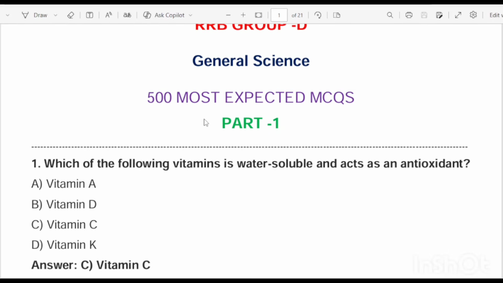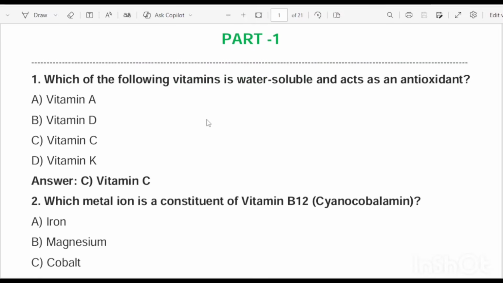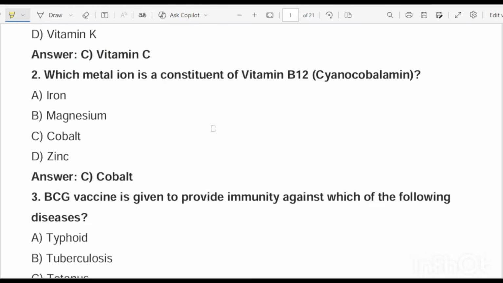The first question, which of the following vitamins is water soluble and acts as an antioxidant? Correct option. Option C, vitamin C. Next question.